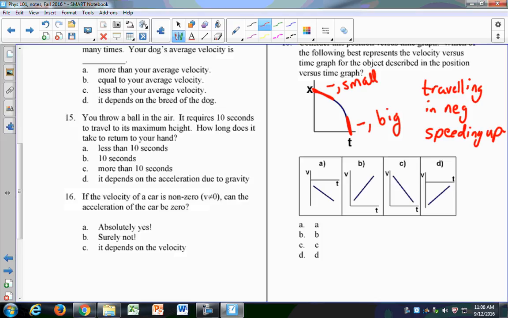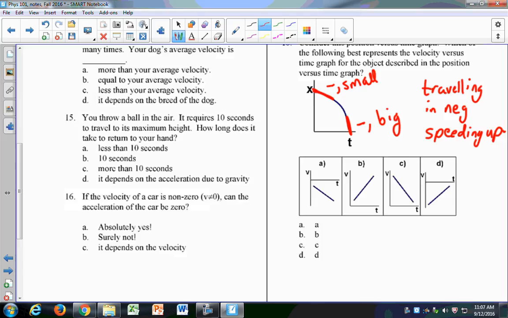And so I want to ask myself, which of these graphs represent that? Remember, my origin is here. So this is a speed of 0. Negative is below it. This is a small negative velocity. This is a big negative velocity. Oh, A is the answer, because it starts out small and it speeds up, but in the negative direction.